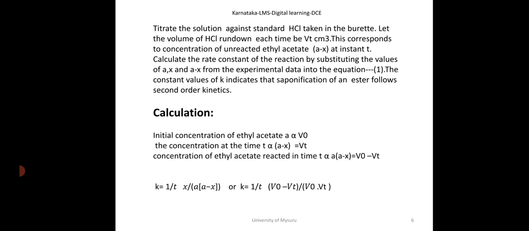Calculation: initial concentration of ethyl acetate a is proportional to V0. The concentration at the time t, a minus x, is proportional to Vt. Concentration of ethyl acetate reacted in time t, x, is proportional to V0 minus Vt. So K is equal to 1 by t into x divided by a into (a minus x) becomes K is equal to 1 by t into (V0 minus Vt) divided by V0 into Vt.